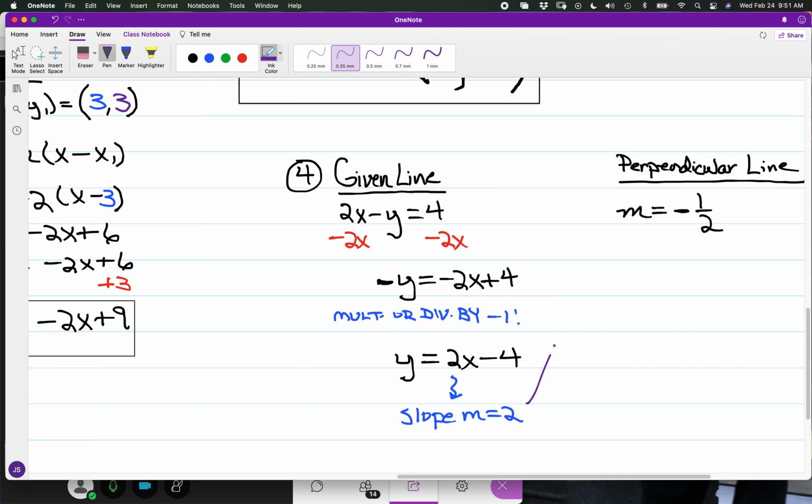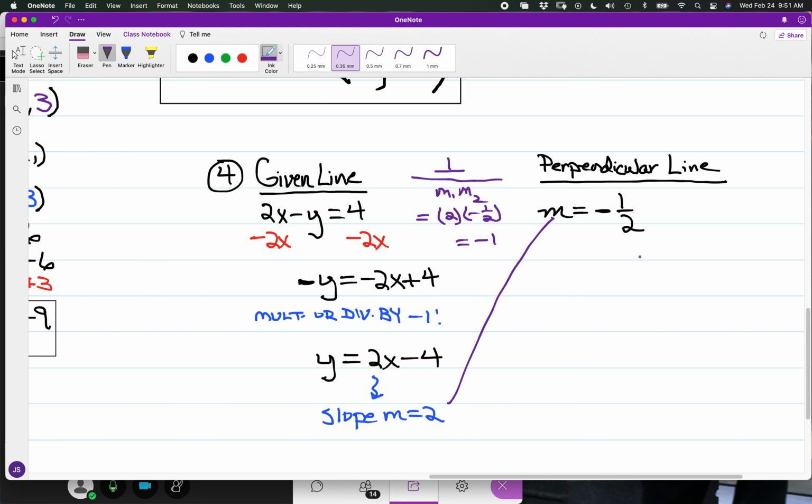So just a reminder for perpendicular lines: the product of the slope values will be negative 1. Now the point through which this line is going to pass, again, we have at 2, 7.